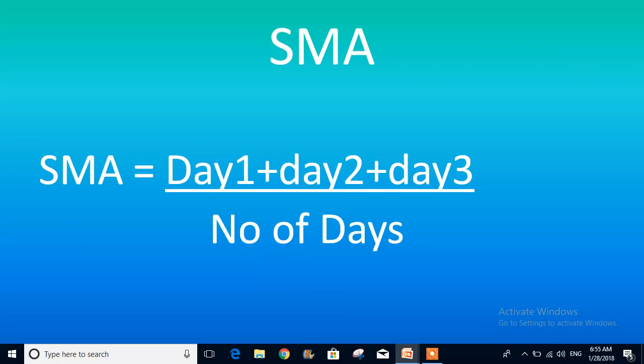So let's come to the simple moving average first. The formula to calculate the simple moving average is day 1 plus day 2 plus day 3, divided by the number of days. This is the formula which I have written on the screen, right? So what is meant by day 1? Day 1 is the closing price of a stock at day 1, and then day 2 is the closing price of the stock at day 2, and then the closing price of the stock at day 3, divided by the number of days.